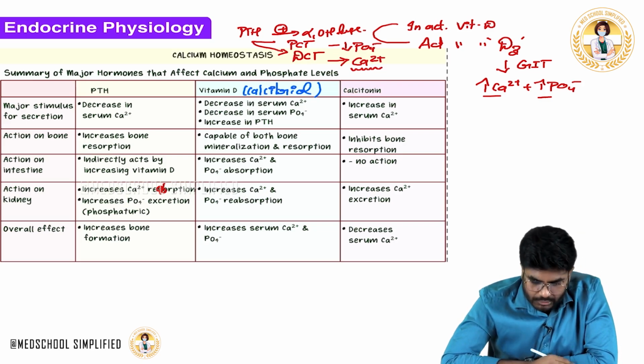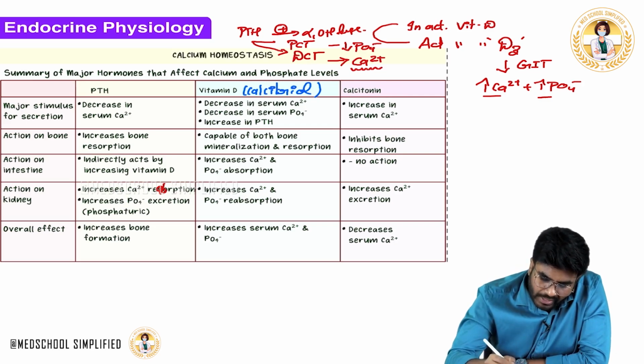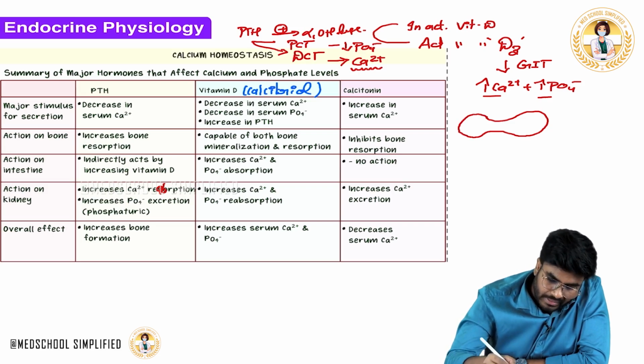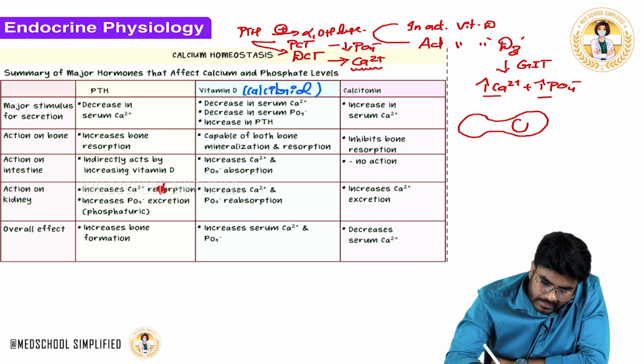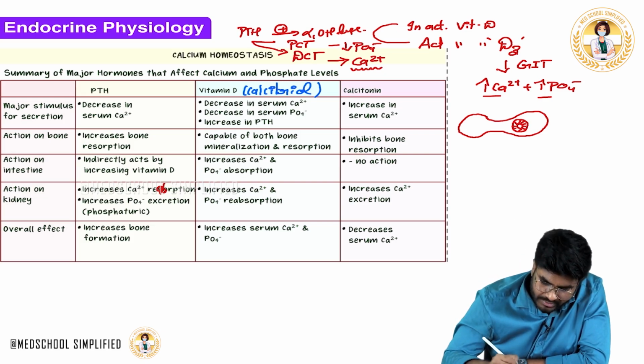Who produces this calcitonin? The parathyroid glands? No. We have discussed this so many times. Here is the parathyroid, and this is the thyroid gland. In the thyroid gland, there are cells called follicular cells. These follicular cells are the ones which produce T3 and T4.